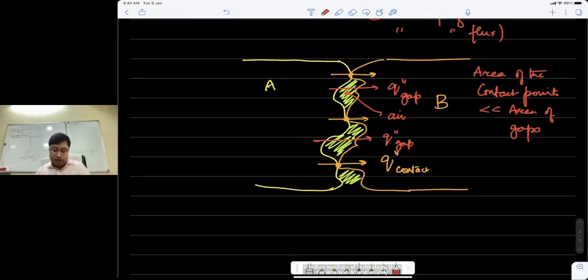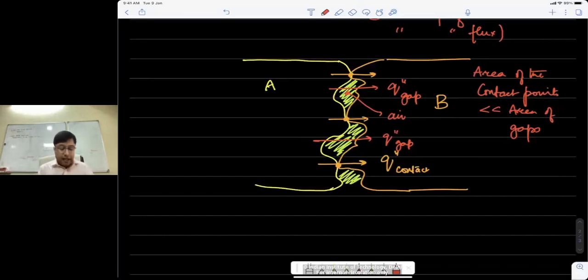So let me complete. The gap area is much larger as compared to the contact area, and it is also true that you now have two surfaces which are in touch. So you also have these two heat transfer rates taking place in parallel to each other. These are heat transfer rates which are not in series but in parallel. So there are two resistances: one for the gap and one for the contact.